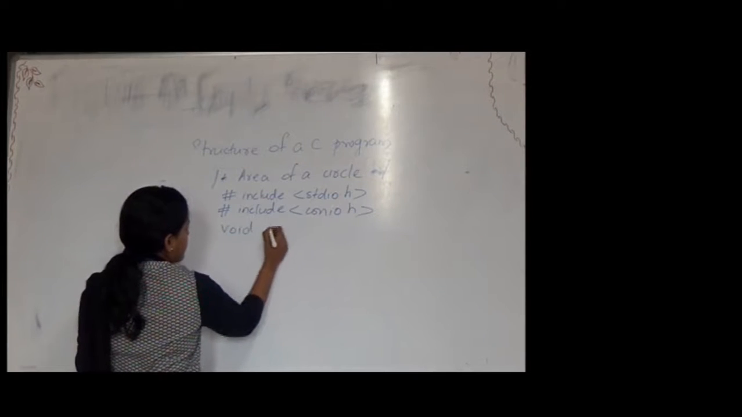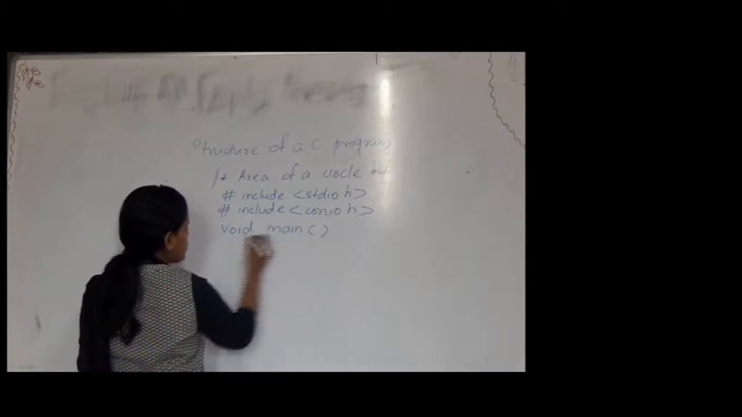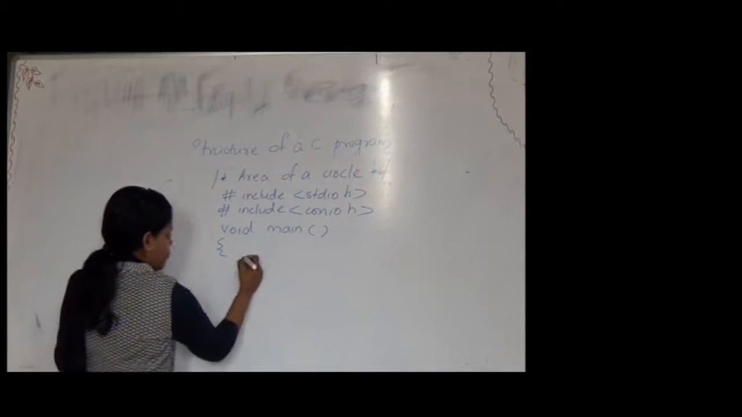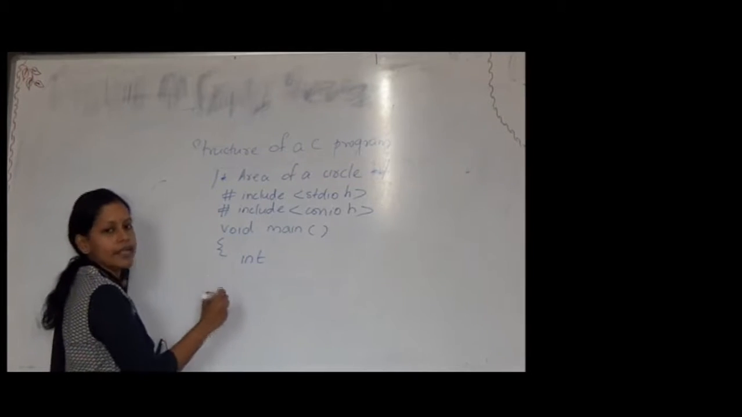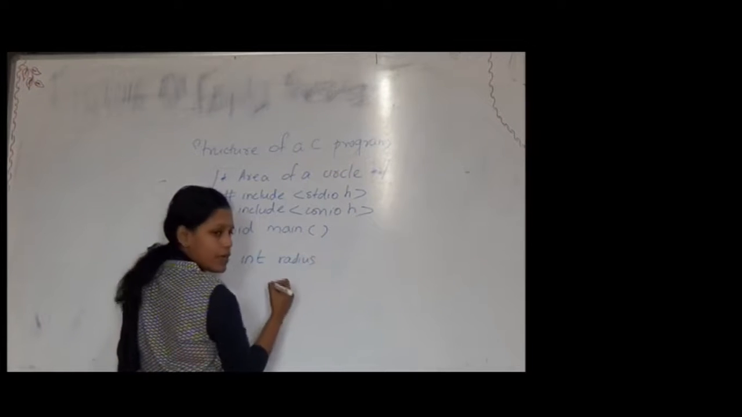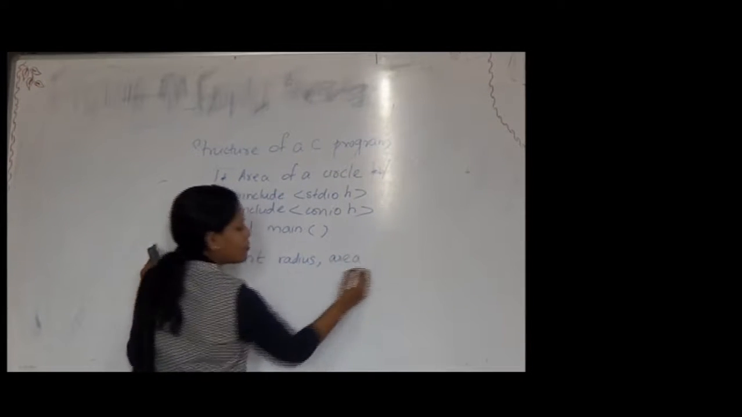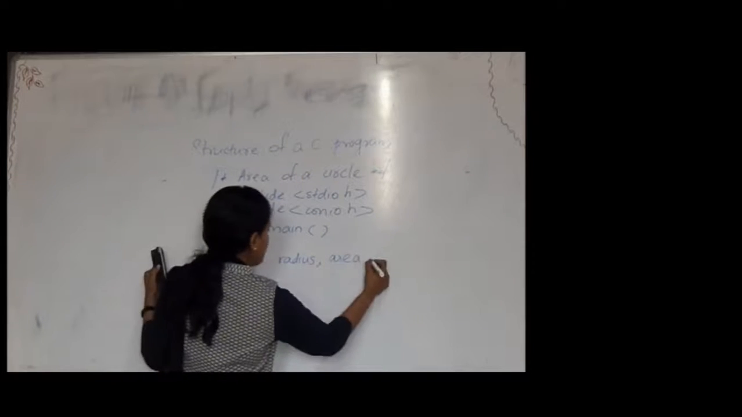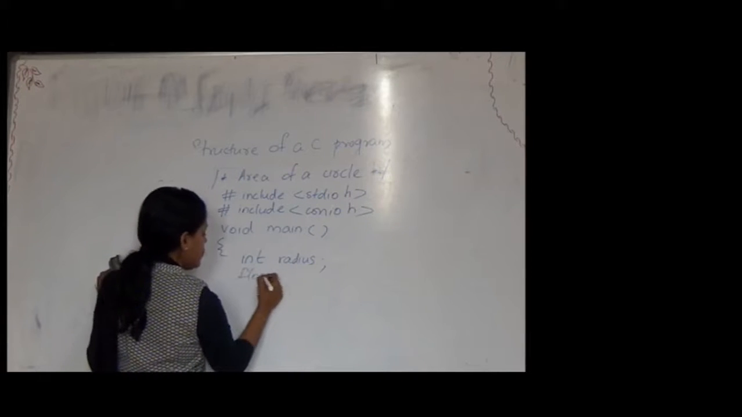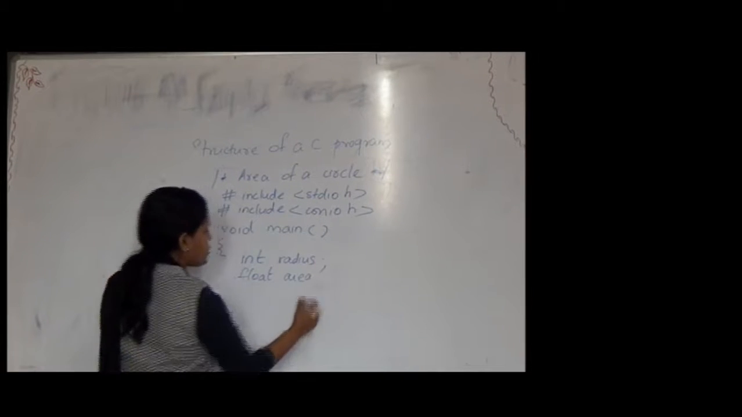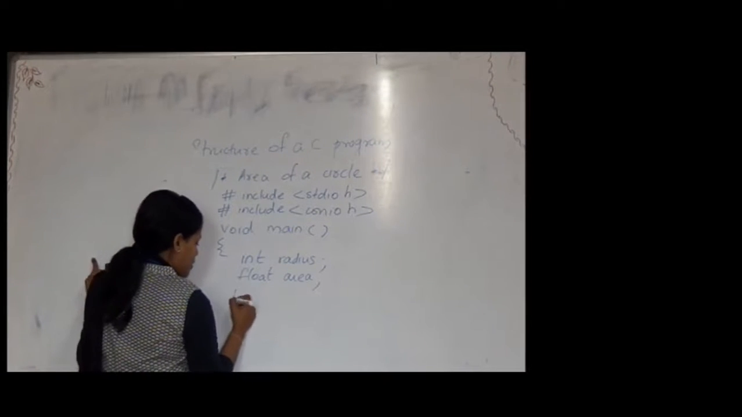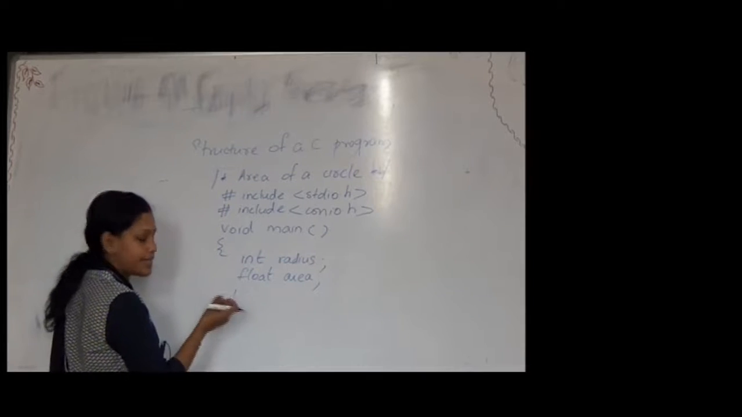Followed by that we begin our main function. So the return type of main function is void. Followed by that we declare all the variables that we are using in our program. So here I am using a variable which is called radius and another variable for storing the area once it is computed. So area can be declared as floating point type. So here there are two variable declarations which I have done in my program. Next are the library functions for taking input.